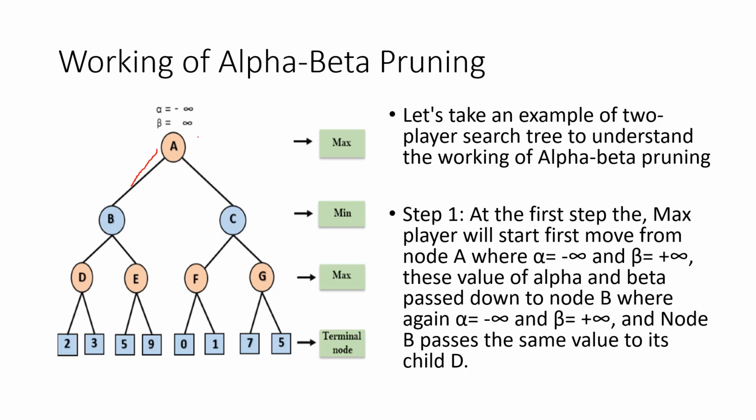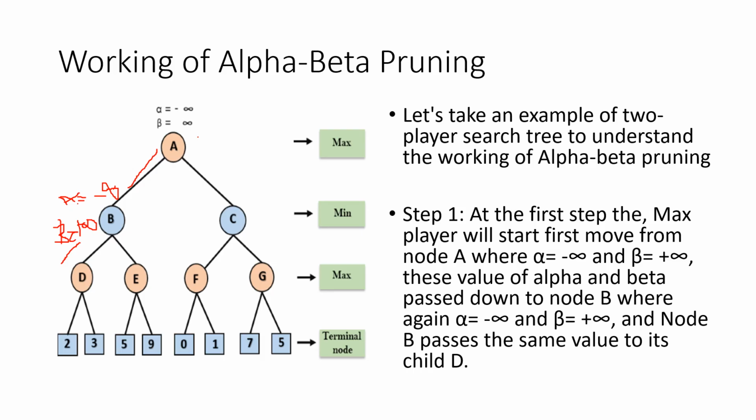So we are moving to B. And at B, alpha is still equal to minus infinity and beta is equal to plus infinity. So that means alpha and beta propagate downwards. Then we go to the next nodes. Here again alpha is equal to minus infinity and beta is equal to plus infinity.